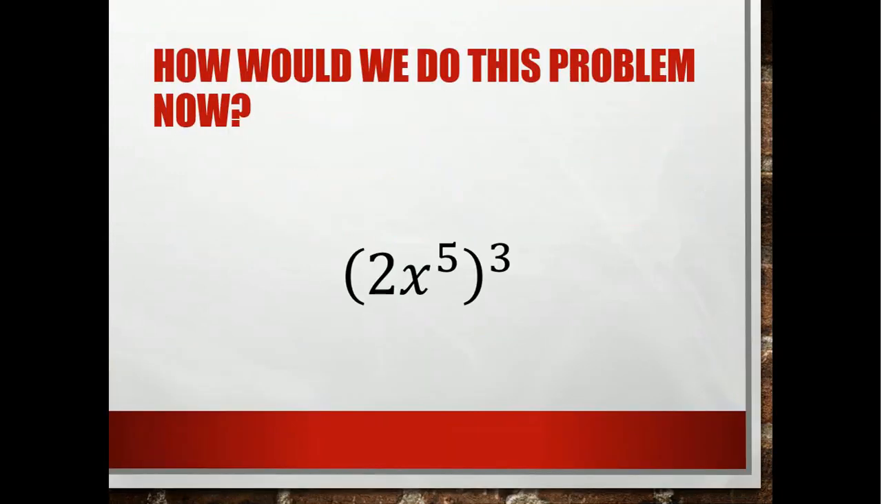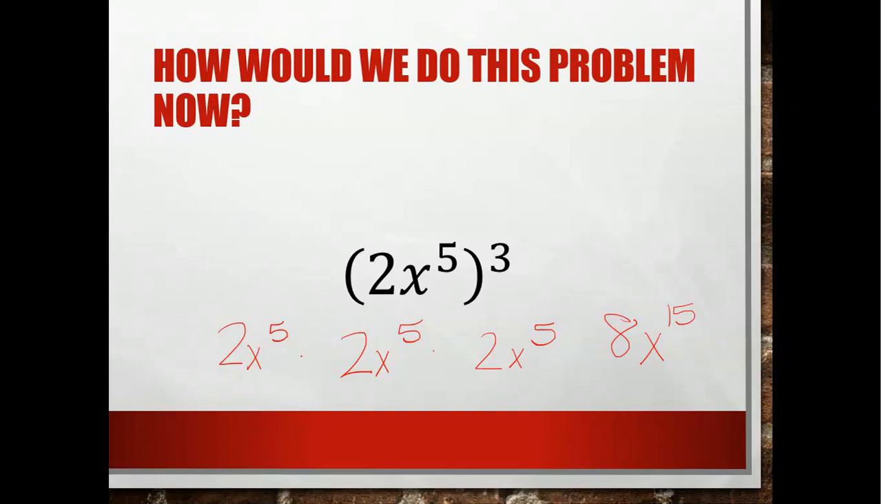So, how would we already do this problem now? If you remember from those matchups that we did, we would write 2x to the 5th three times. So it's 2x to the 5th times 2x to the 5th times 2x to the 5th. Well, then we would multiply. So we go 2 times 2 times 2, right? And that would be 8. And then I would add my x to the 5th together. So I'd have x to the 5th, 10, 15. So x to the 15th, right?